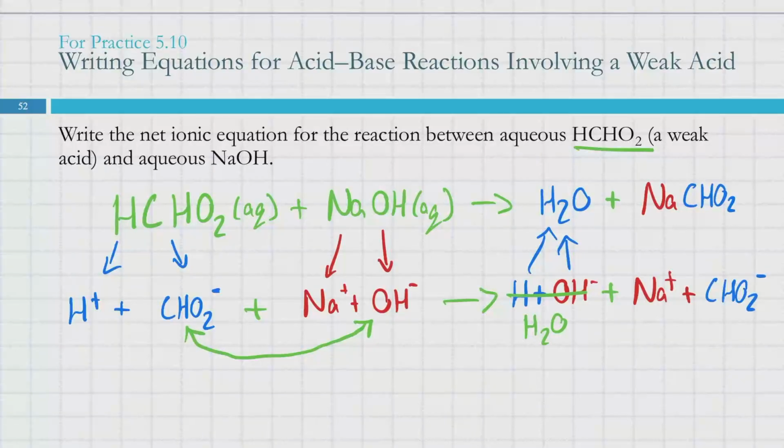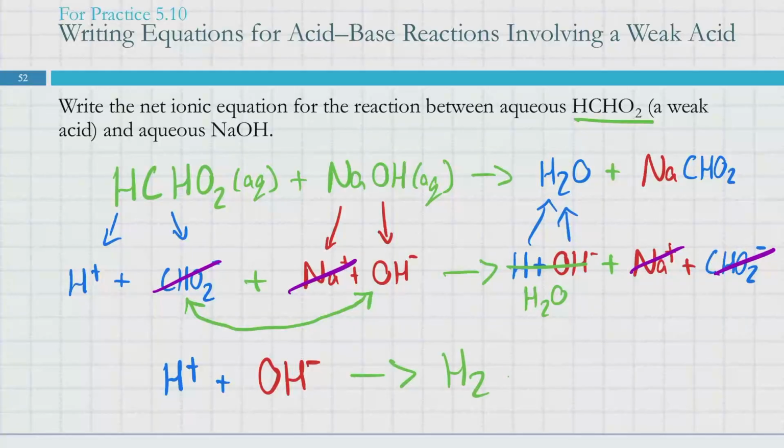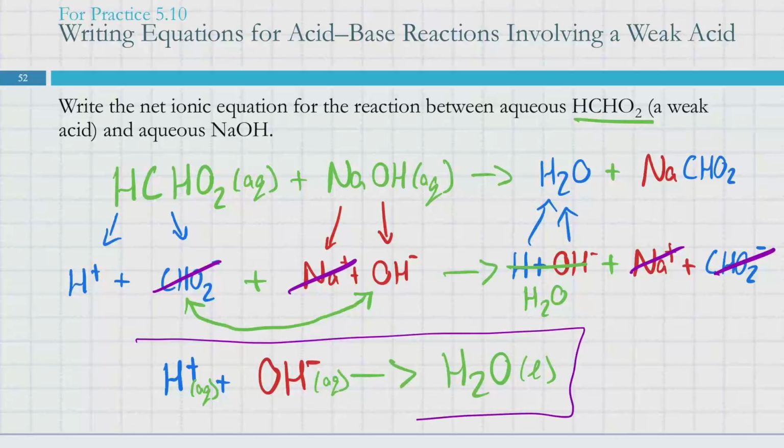Then we want to look at what's unnecessary, what's not participating. It's the sodium, it's the CHO2 minus. So we would get rid of those things. And what's left? H plus, OH minus, and H2O. So that would be our net ionic equation.